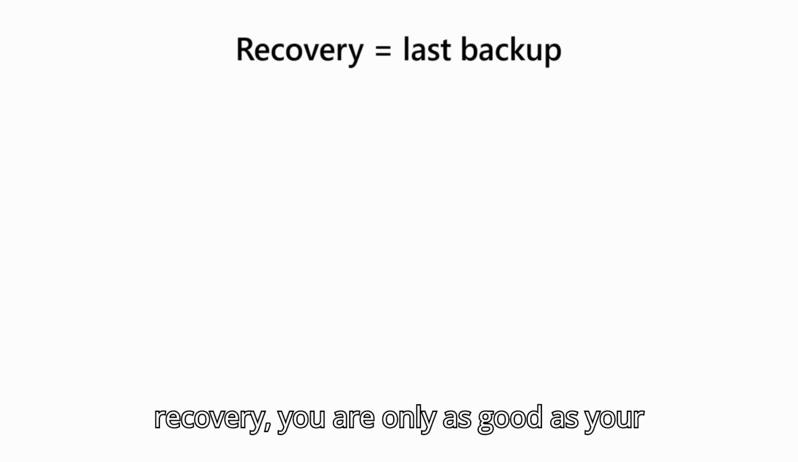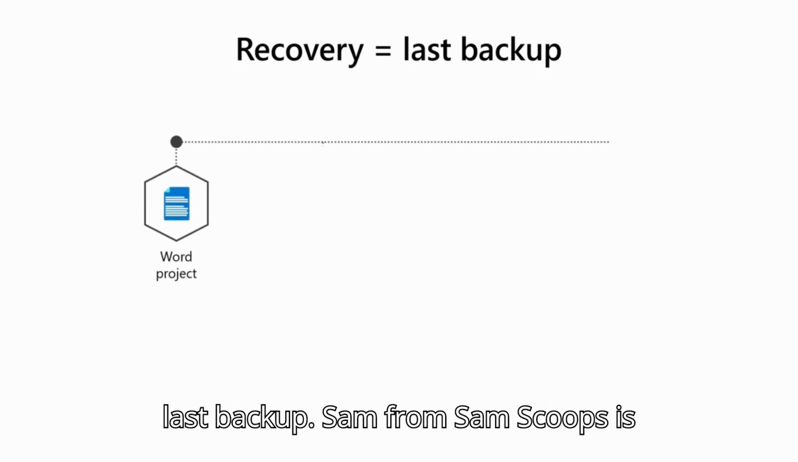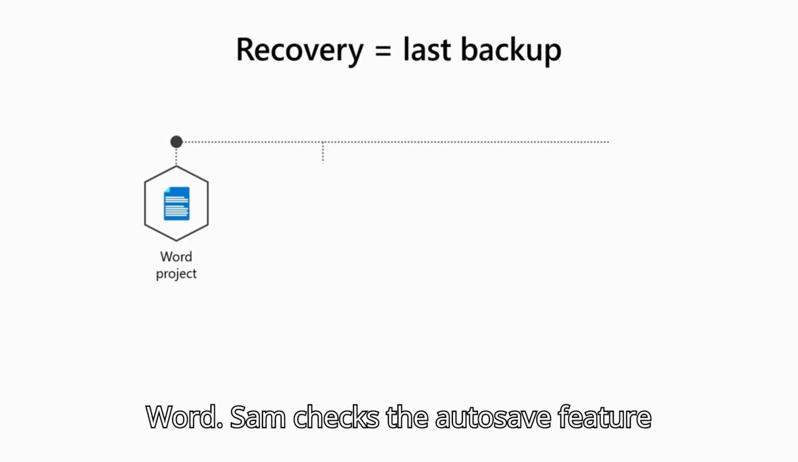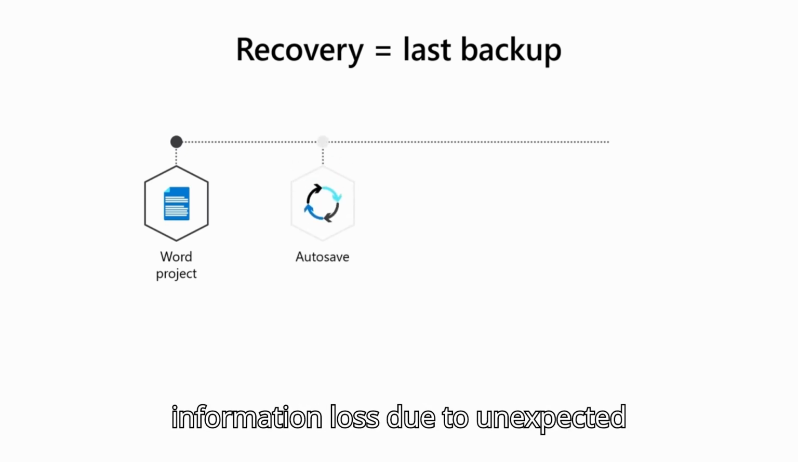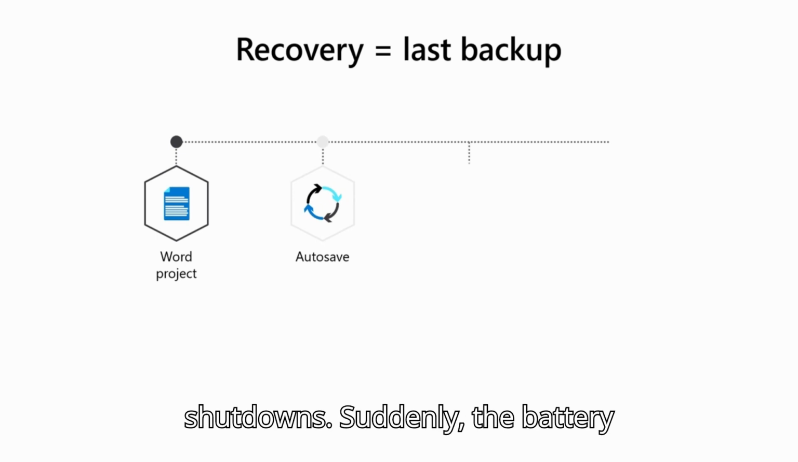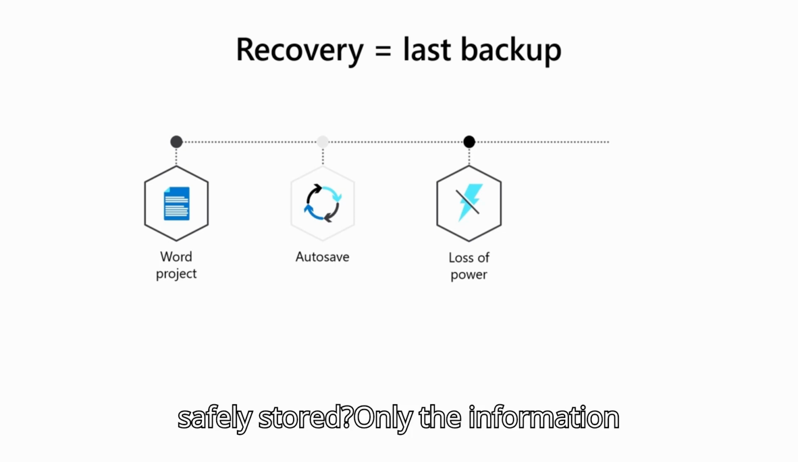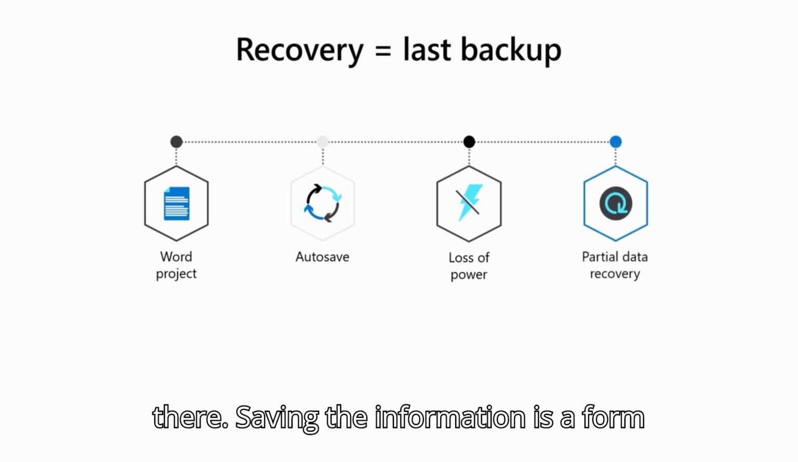When it comes to recovery, you are only as good as your last backup. Sam from Sam's Scoops is working on a project using Microsoft Word. Sam checks the autosave feature when working on Word, minimizing information loss due to unexpected shutdowns. Suddenly, the battery unexpectedly quits. How much data is safely stored? Only the information written before the last save is still there.